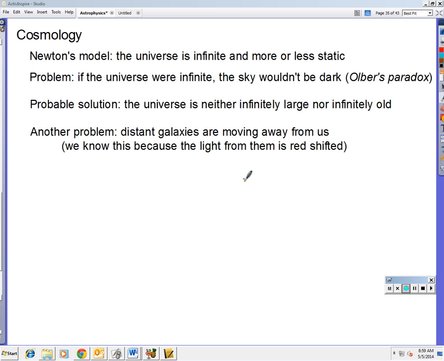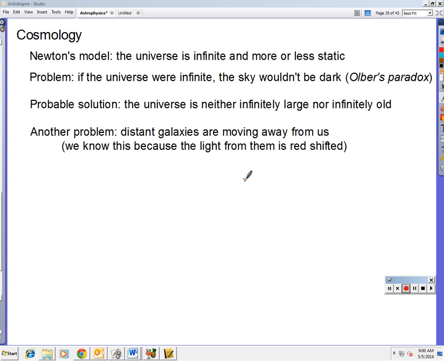Now, a number of solutions have been suggested, but the most probable one is that the universe is neither infinitely large, nor, and this is important, infinitely old. Because if the universe is not infinitely old, that means light from very distant parts of the universe hasn't yet reached us. And so we wouldn't see stars that are more than a certain number of light years away.